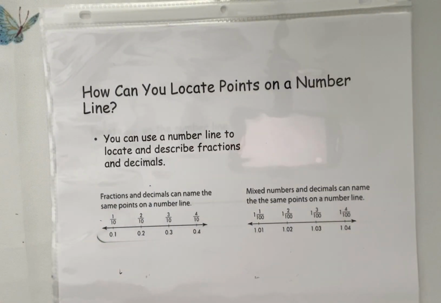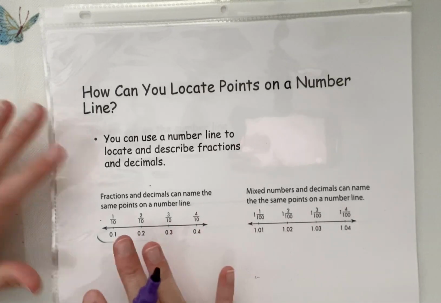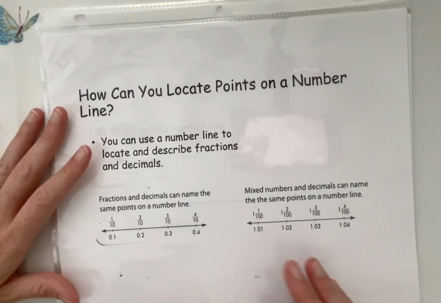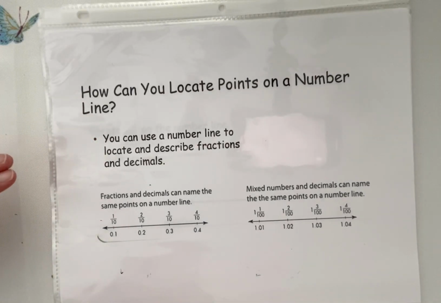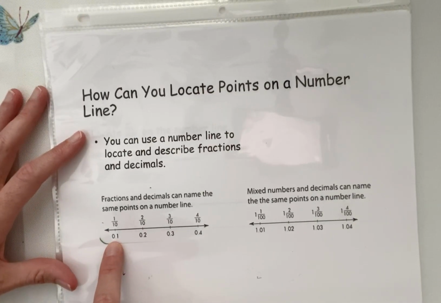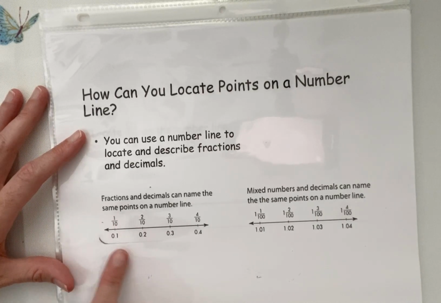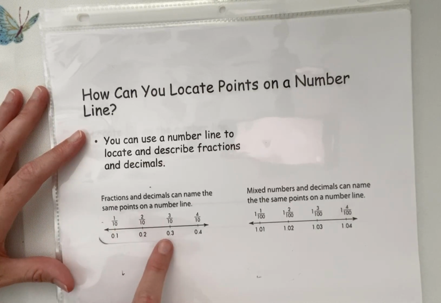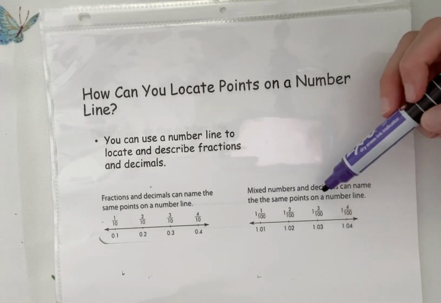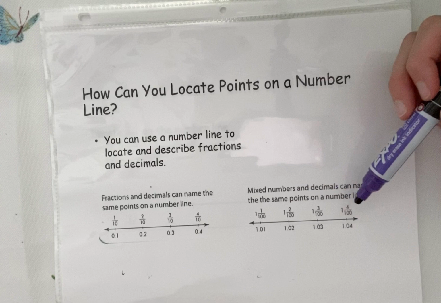How can you locate points on a number line? You can use the number line not just to locate fractions, but also to locate decimals. Remember, when we learned in the last lesson, a decimal is just another way to name a fraction. So if I see this decimal, this says 1/10. I write the fraction 1/10, 2/10, 3/10, 4/10. They're the same exact thing, so you would find them in the same exact place on a number line.